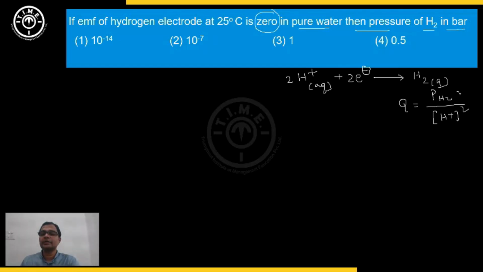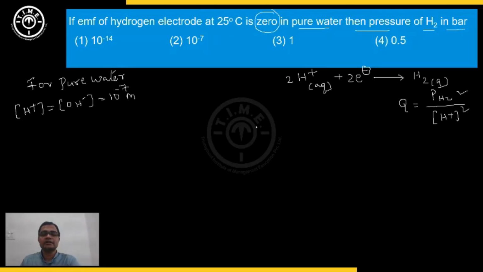You have to calculate the partial pressure of hydrogen gas. Here we should know the H+ ion concentration. The electrolyte here is pure water. So for pure water, H+ ion concentration is equal to OH minus ion concentration, that is equal to 10 to the power of minus 7 molar. So the H+ ion concentration is 10 to the power of minus 7.